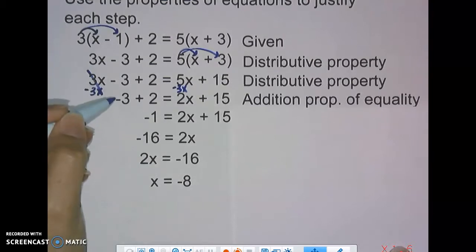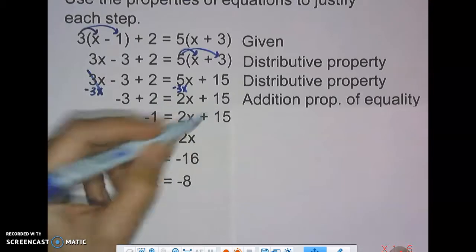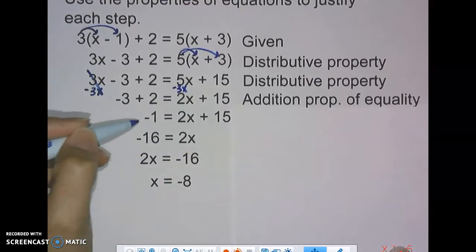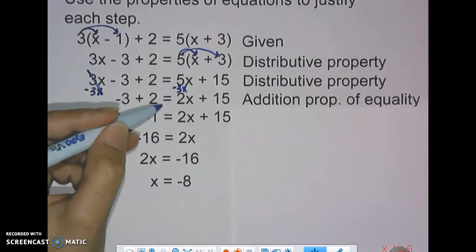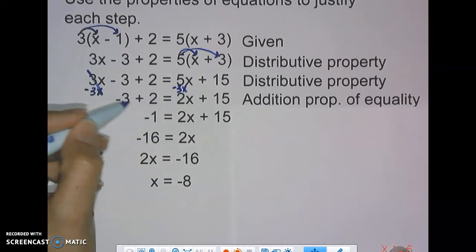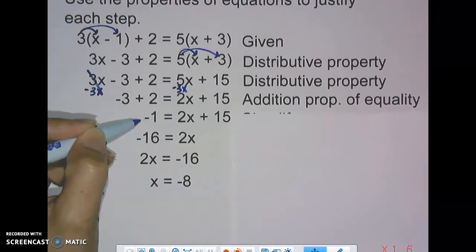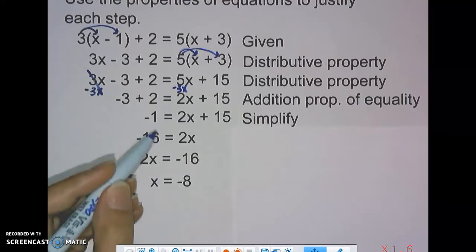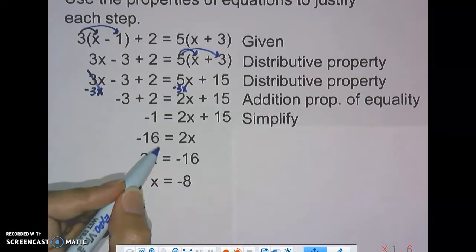All right, from here down, negative 3 plus 2 equals 2x plus 15. That 2x plus 15 stays the same, but now it's equal to negative 1. So what happened here? Well, in this case, we're going to take those two. When we put them together, that's going to be simplify. Negative 1 equals 2x plus 15. That now becomes negative 16 equals 2x.